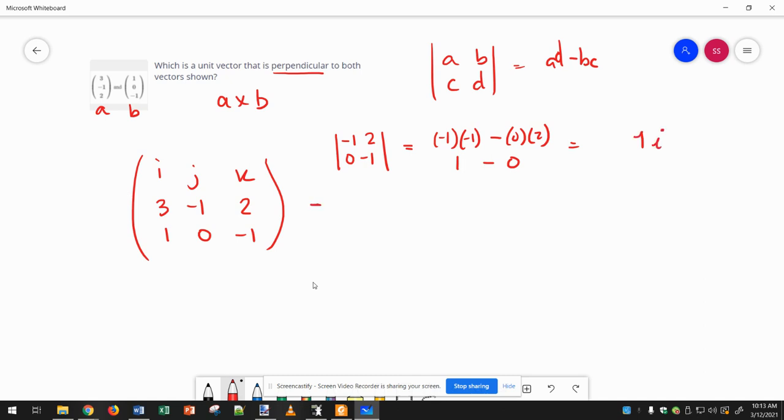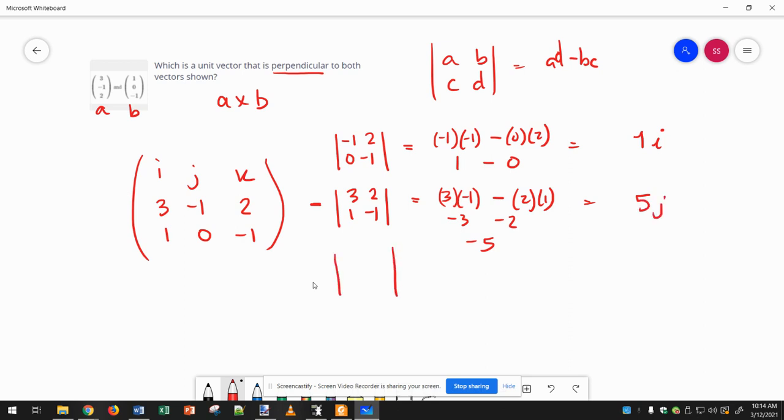And then we always do the opposite sign of the J. So the J matrix would be 3, 2, 1, -1, because we're ignoring the J column now. And then we do 3 times -1 minus 2 times 1. So that's -3 minus 2, which is -5. But now I do the opposite sign of that, and I get 5 for my J component.